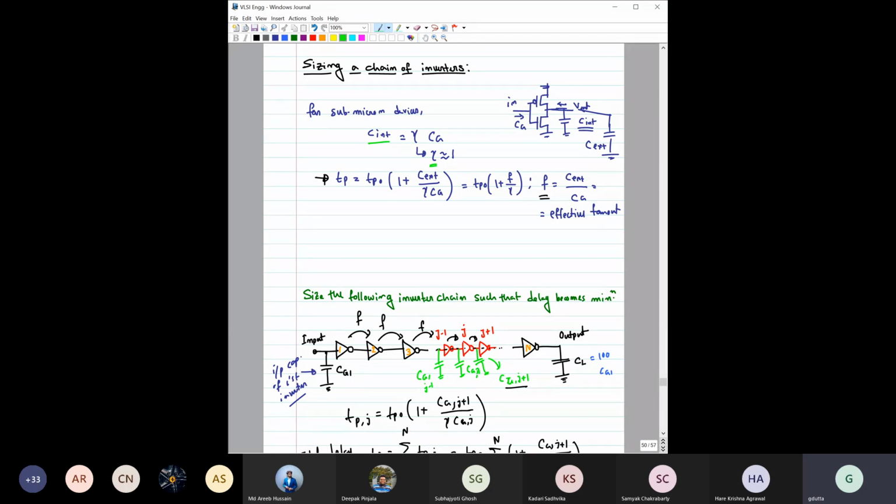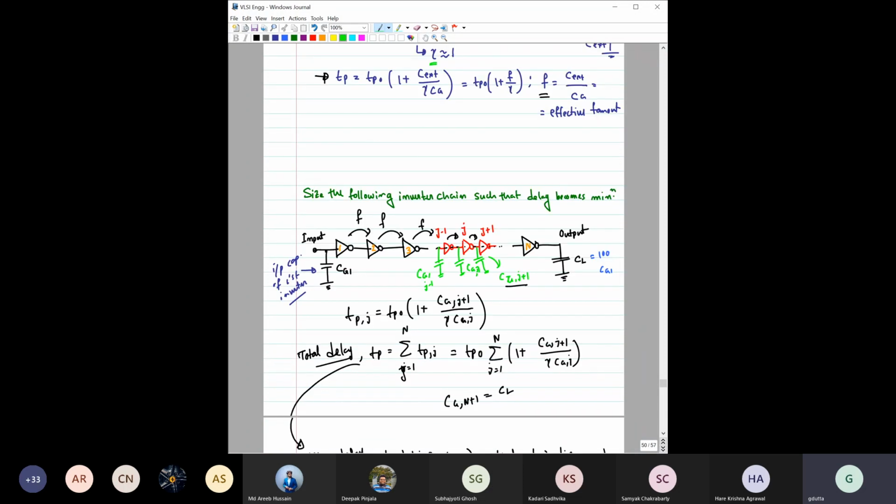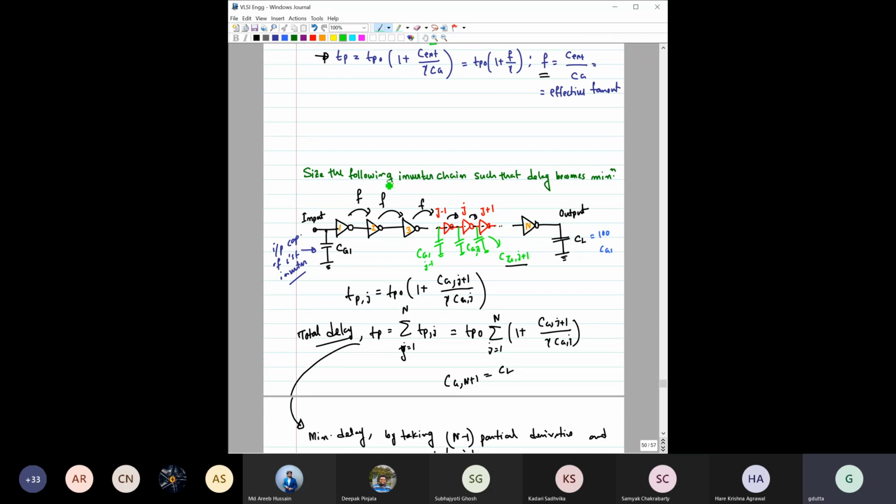equal to 1. Maybe in some cases we will not just substitute the value of gamma, we will keep gamma as it is, and then move on to our analysis and see what would be the condition so that we can make the delay of this inverter chain minimum. So for example, here we have assumed that this is the load capacitance, CL. This has to be driven by this n number of inverters. Here this n may be odd, n may be even.